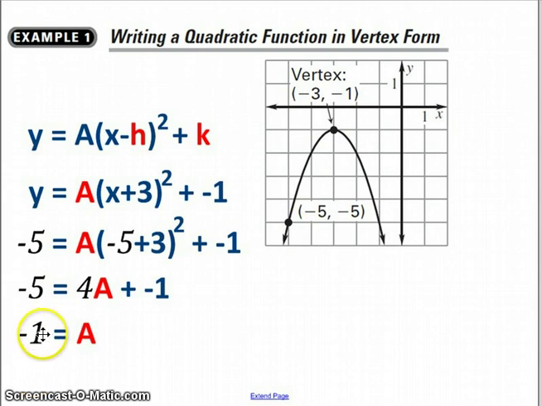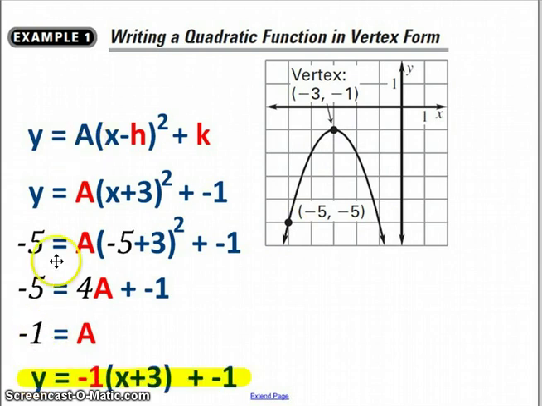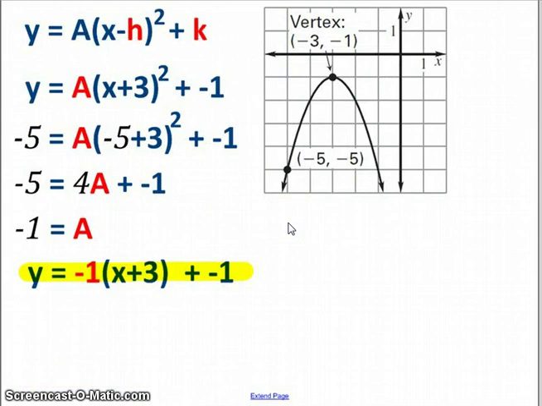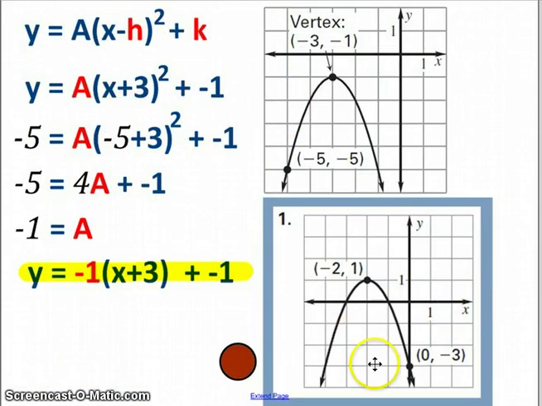Now I simply plug that -1 back in place of a, and here's my equation. This is the quadratic equation for this curve. Okay. Now I'm going to move my work up here and give you another graph to look at. I'd like you to hit the pause button, follow along the steps that I've done here, and figure out for yourself what the quadratic equation is that matches this curve. Hit the pause button, as I said, and when you come back, I'm going to show you the right answer.